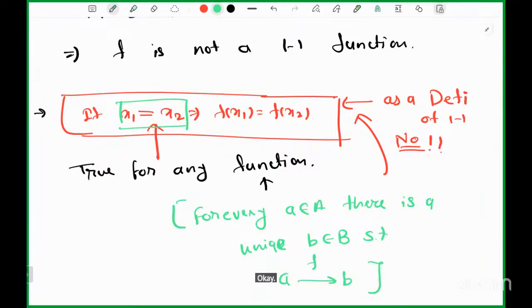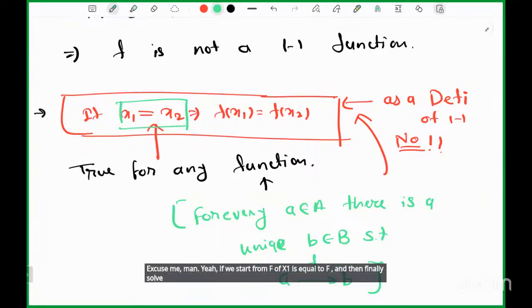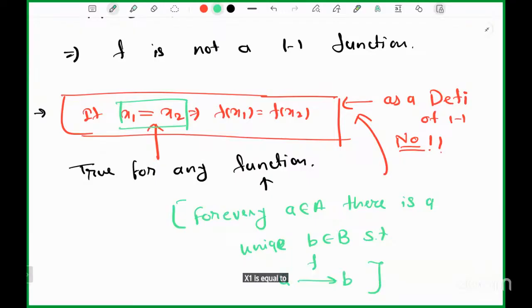Excuse me, ma'am. If we start from f of x1 is equal to f of x2 and finally solve that, x1 is equal to x2, that's the definition of a 1-1 function. Correct. I'll come to that too.